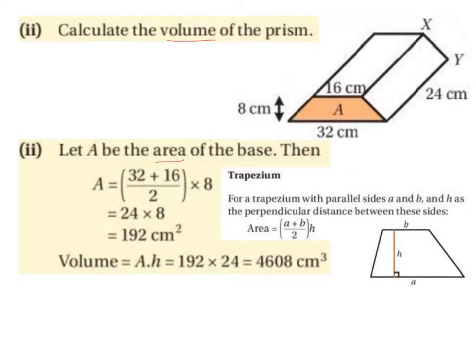So the parallel sides, the A and the B, are going to be 16 and 32. So it's going to be (32 plus 16) divided by 2, and the H, the height, is going to be 8. So multiplied by 8. And this is going to give us 192 centimeters squared. So the area of the front is 192 centimeters squared. And to get the volume, we just multiply it by the length. So 192 multiplied by 24 is 4,608 centimeters cubed.